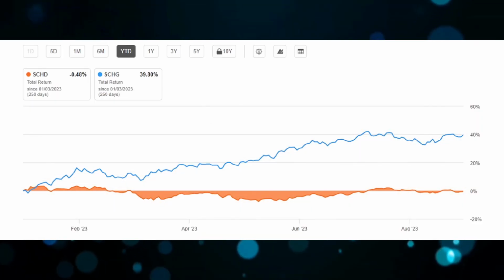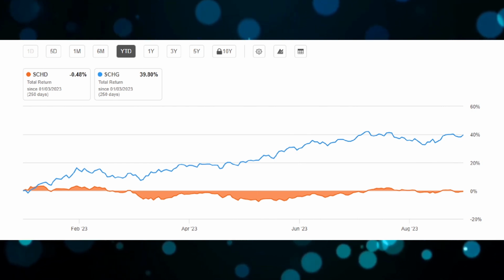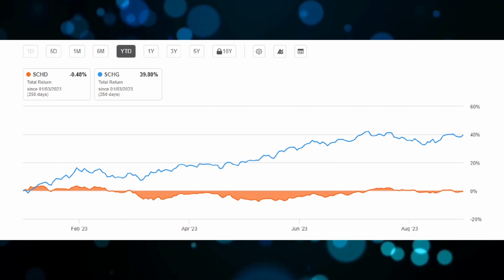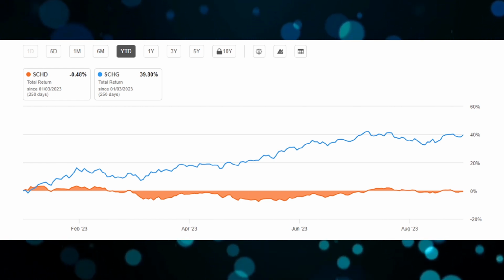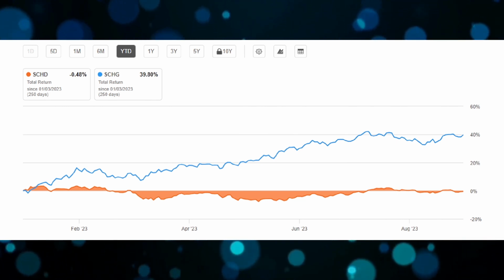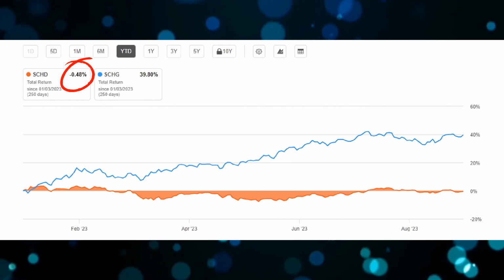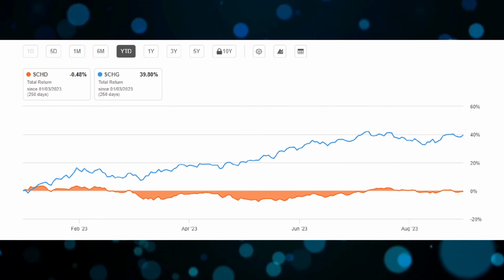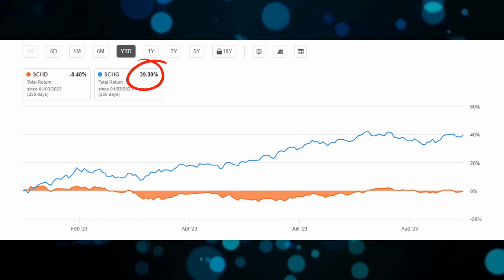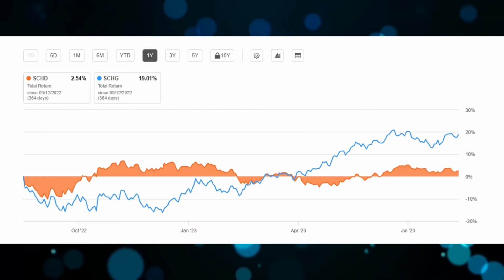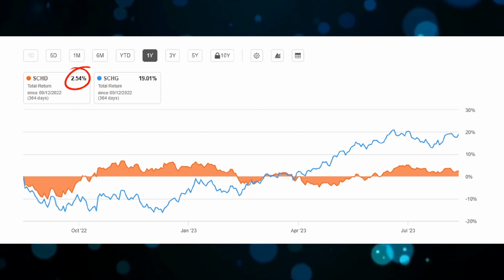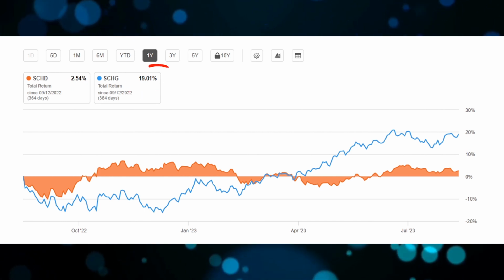Let's look closely at the total return, which includes price appreciation and dividends, and determine which ETF would have been the better choice over different time frames. Let's start with the year-to-date performance, and the contrast is stark. SCHD is down by 0.48%, even after factoring in dividends. Meanwhile, SCHG has surged ahead with an impressive 39.80% gain. Over the past year, SCHD has remained relatively flat at 2.54%, while SCHG is up by 19.01%.